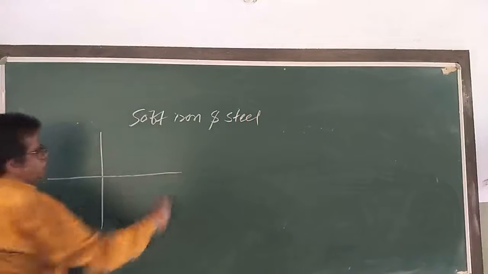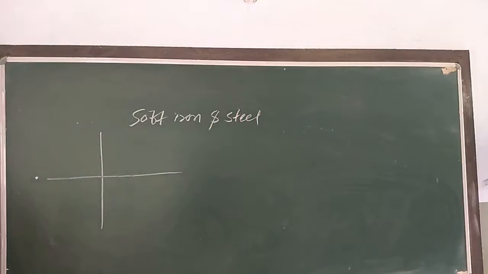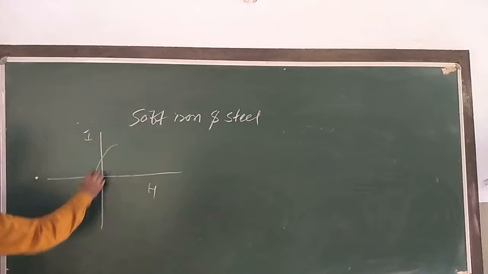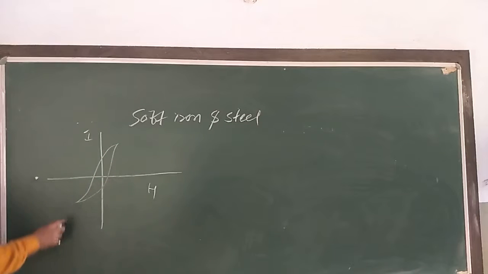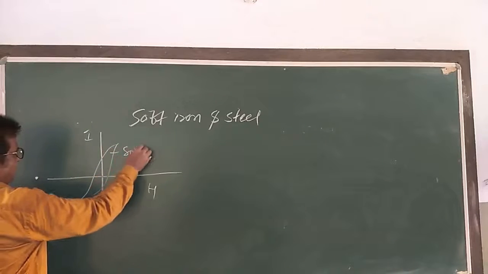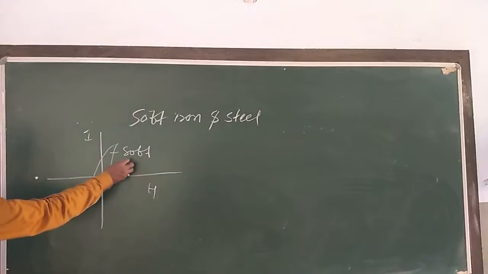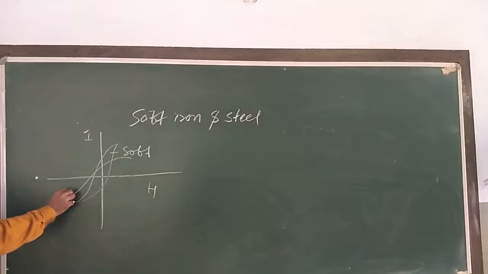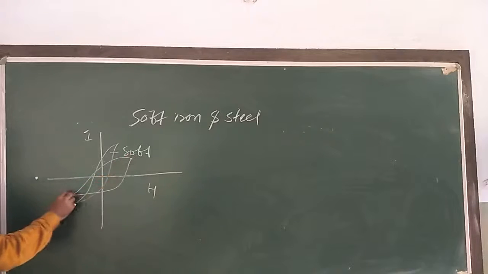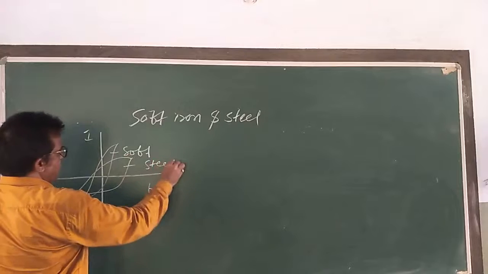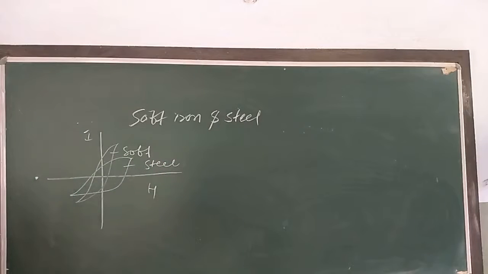Here, just to draw the diagram between I and H. This is the diagram for soft iron, where the area of this hysteresis loop is very small, and for steel, a hard material, the area of the hysteresis loop for soft iron is much smaller than for steel.